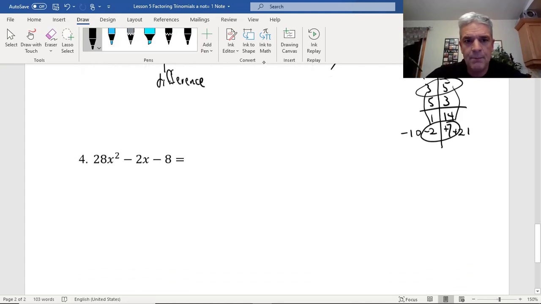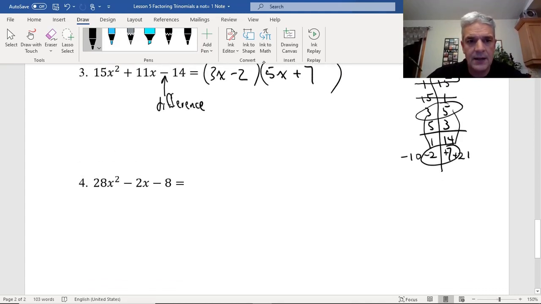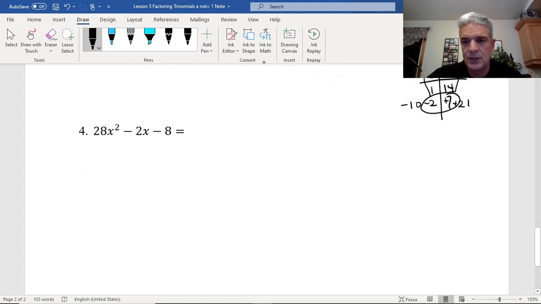Here's another example. Well, this time we've got 2 negatives, which is a good thing to have sometimes as an example.